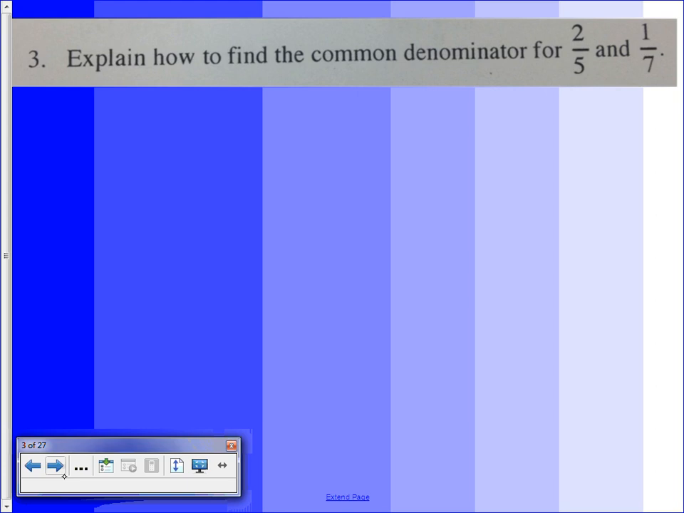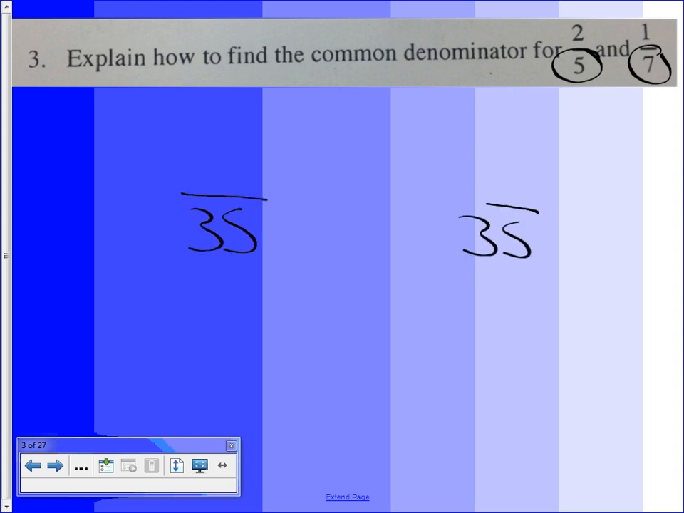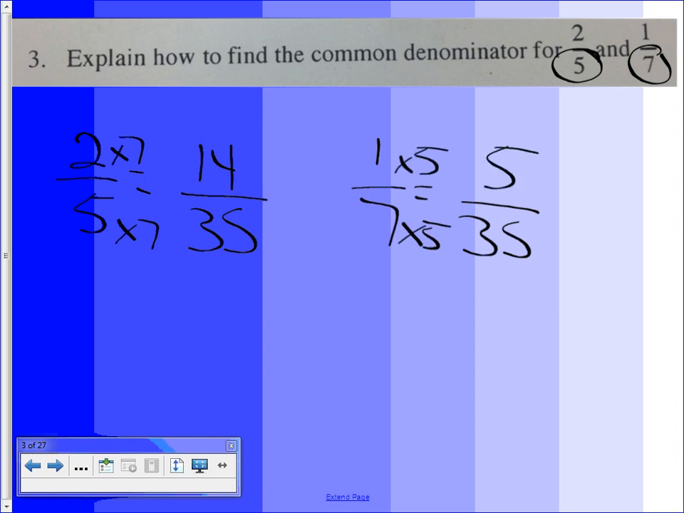Here's another problem. We have 2/5 and we have 1/7. 5 and 7 are my denominators. I have to go ahead and multiply 5 times 7. I'll get 35 as my common denominator. Change 2/5 to 35. Change 1/7 into 35. 5 times 7 equals 35. 2 times 7 equals 14. 7 times 5 equals 35. 1 times 5 equals 5.